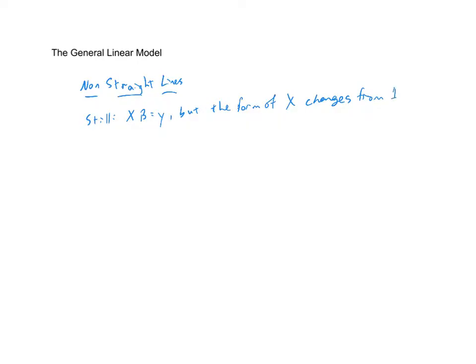Okay, now we come to the general linear model, which is a way to deal with non-straight lines. In statistics, we have lots of different models. So how do we use linear algebra to handle those types of models? We still use capital X, B equals Y. We still use that same equation, but the form of X, my design matrix, changes from one problem to the next.